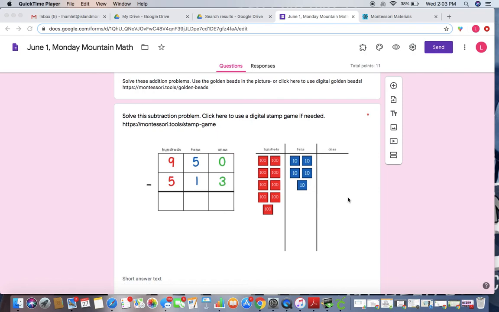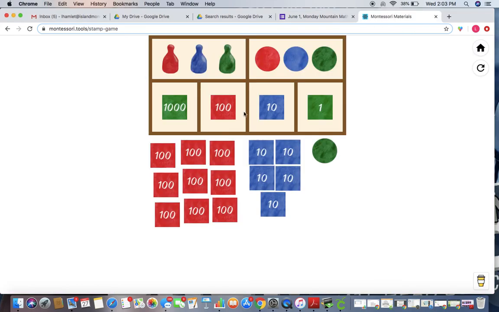Right. So here is today's subtraction problem. This is going to be a dynamic problem, so we're going to be making some exchanges. We have 950 minus 513. Here I have my 950 laid out.